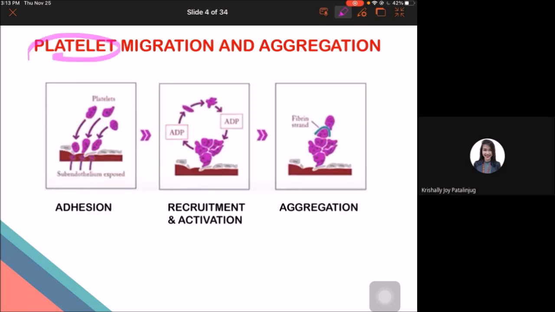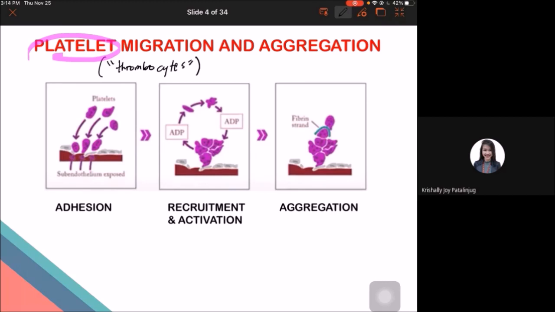Okay? Kumbaga, yung bida sa first event, mga platelets yung involved. And what is the other term ng platelets? Di ba they are also known as thrombocytes. Okay, thrombocytes. Again, platelets are also known as thrombocytes. Now, in this particular event, sa platelet migration and aggregation, there are three specific steps that occur.